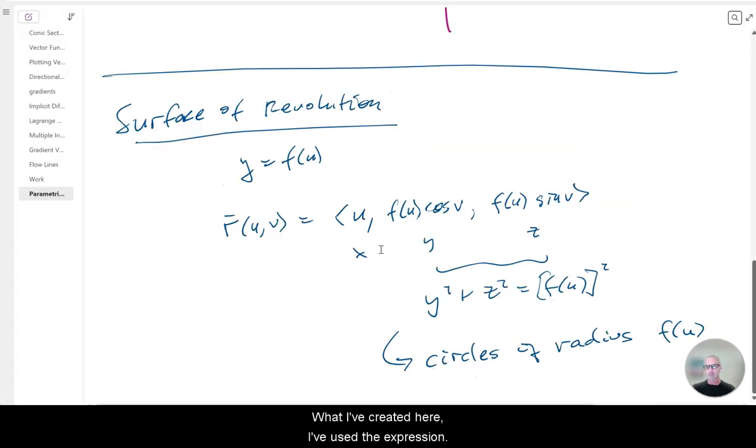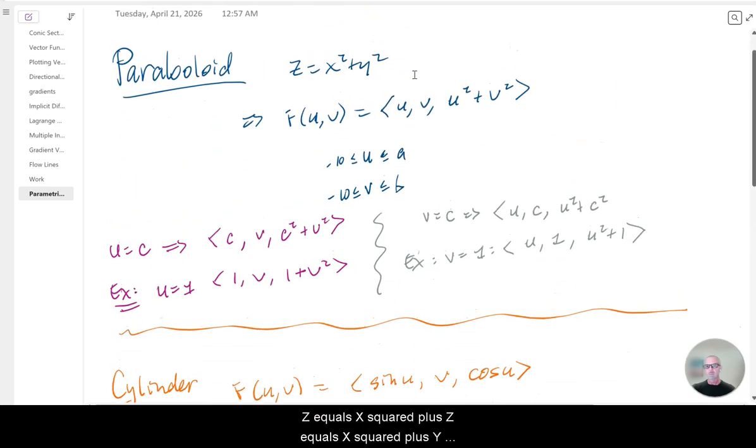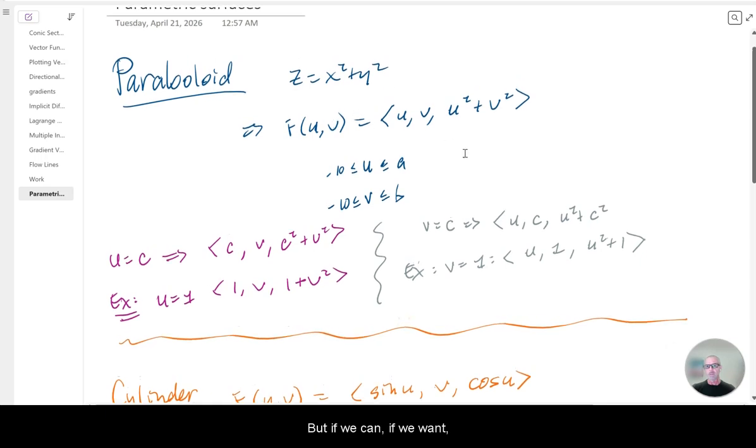I've used the expression z equals x squared plus y squared, our friend from before, but if we want, we can parameterize it using u and v. Desmos 3D prefers u and v, and so here I've just called the x parameter u and the y parameter v, and then it's u squared plus v squared.